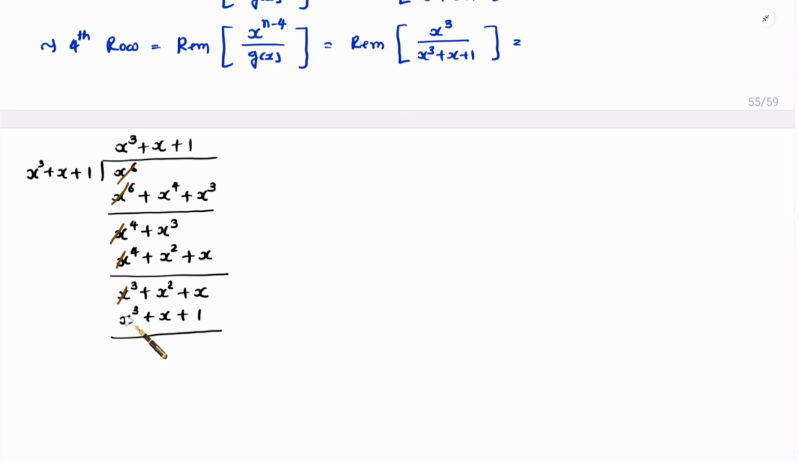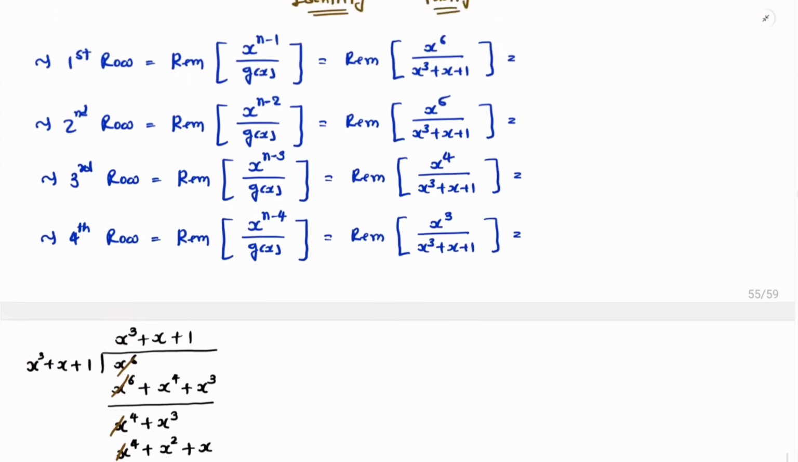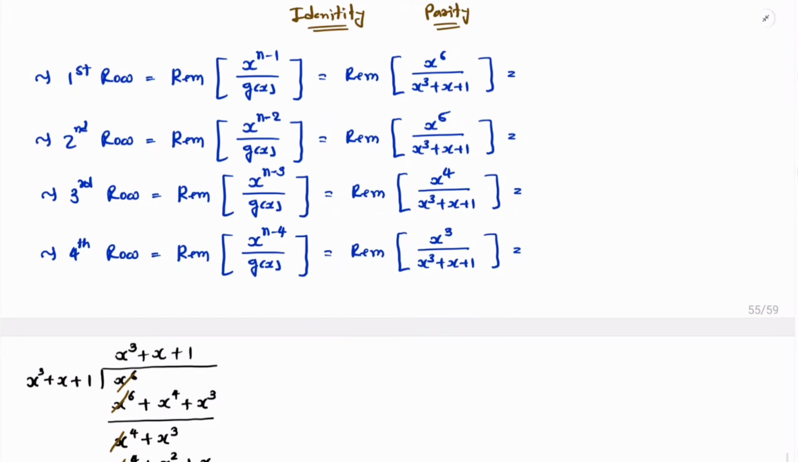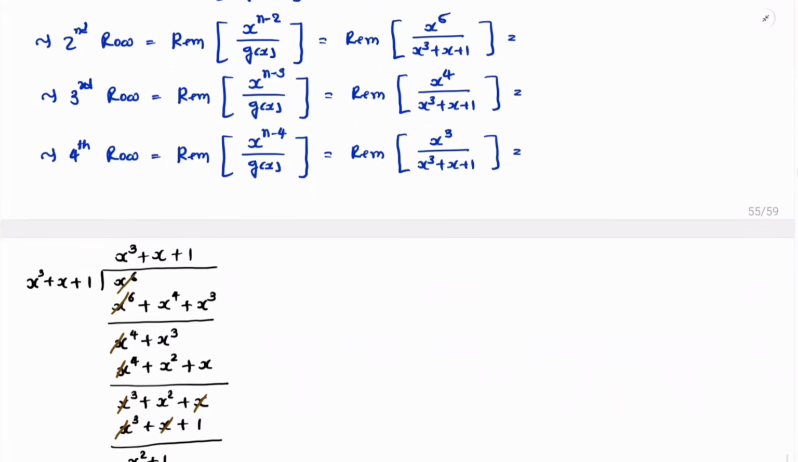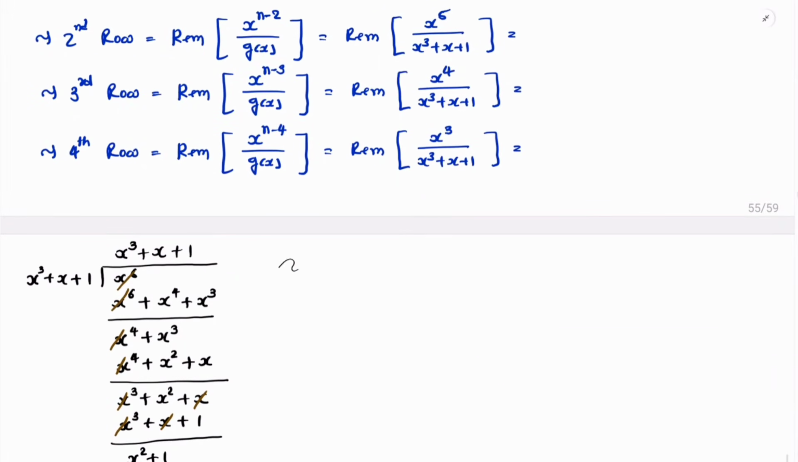See, x cube is getting cancelled and x is getting cancelled. So here we will be having x square plus 1, right? So this x square plus 1 that we need to place over here. So this remainder is x square plus 1. Now let us identify the second row. So for the second row, what we need to do?